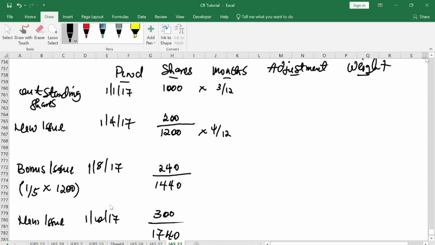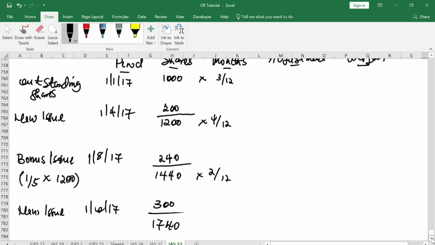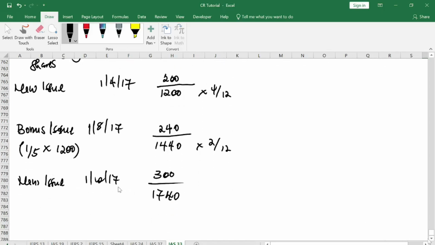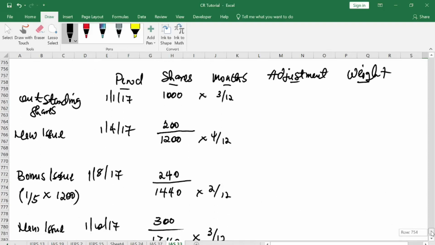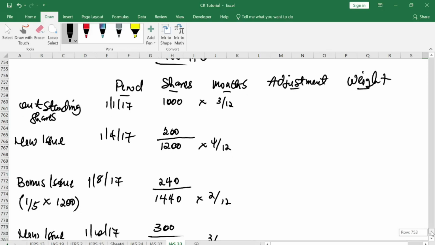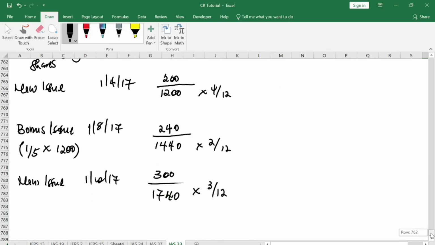You come to from August to October. August, September, October did not end, so it's only August and September. That gives you 2 months, so 2 over 12. Then the last one, which is from October to December 2017, gives you how many months? October, November, December, 3 months. When you are done, check whether when you add it, you get 12. So you have 3, 4, that gives you 7 months, 9 months, and that gives you 12 months.